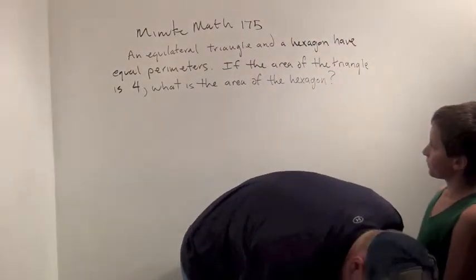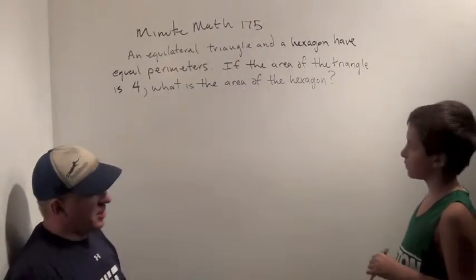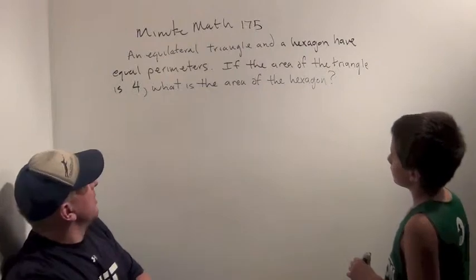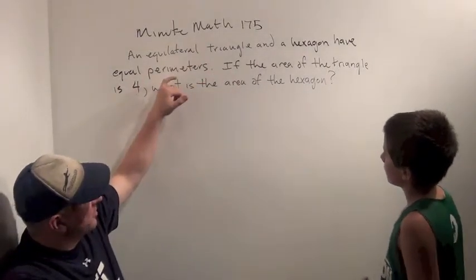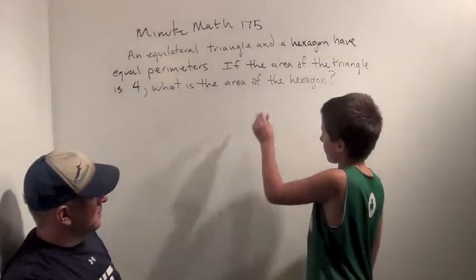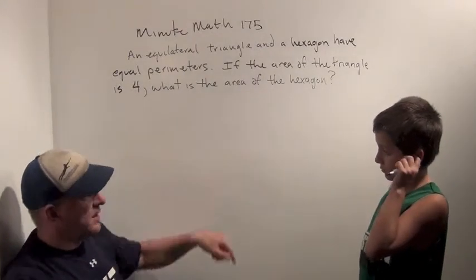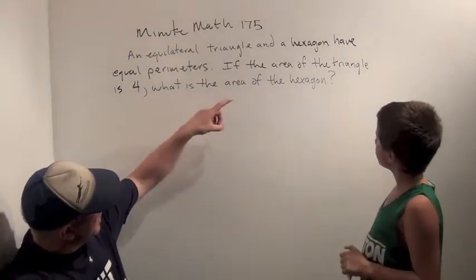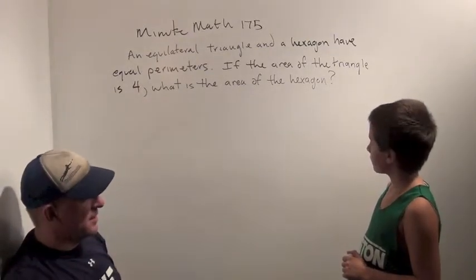MinuteMath number 175. This is an awesome problem, even though we haven't talked about geometry too much. An equilateral triangle and a hexagon have equal perimeters. What does that mean? The distance around the outside edge is the same. If the area of the triangle is 4, what is the area of the hexagon?